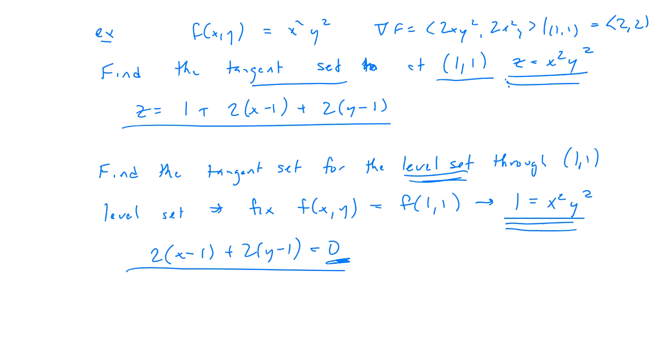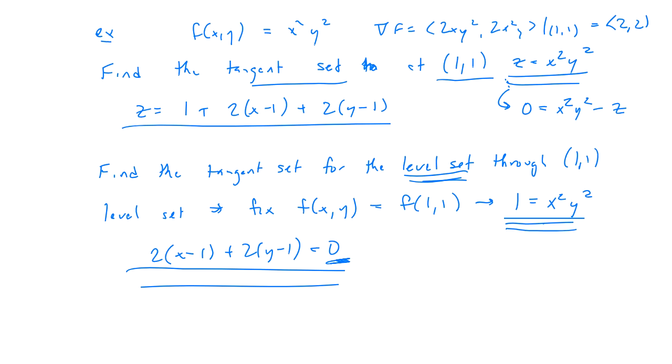Notice, if we wanted to, we could make the first one similar to the second one. I have this function z is equal to x squared y squared. If I subtract the z to the other side, now I do have a level set, and I can get the gradient, and I can use the formula the way I do the second one. And obviously, it better be the same thing.